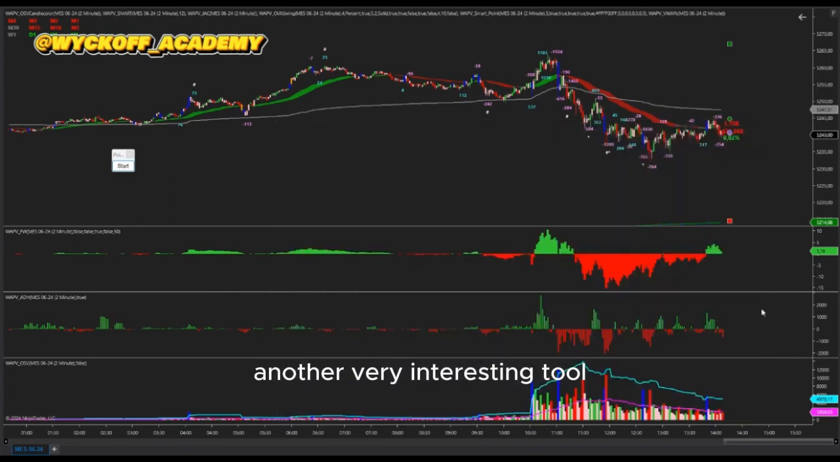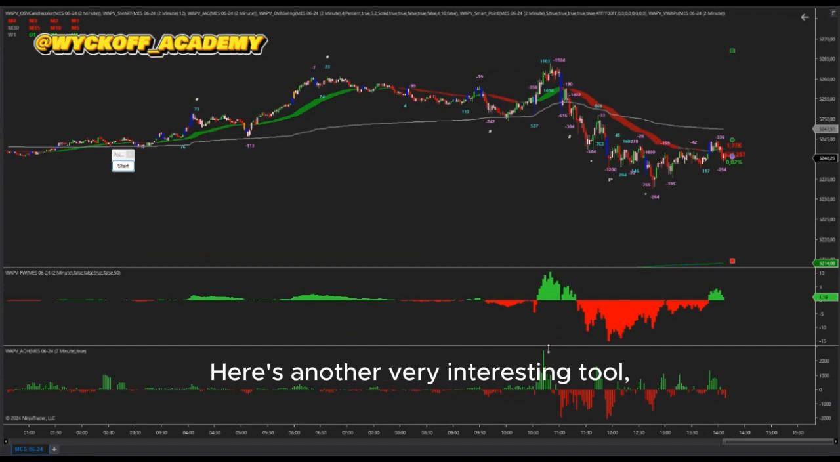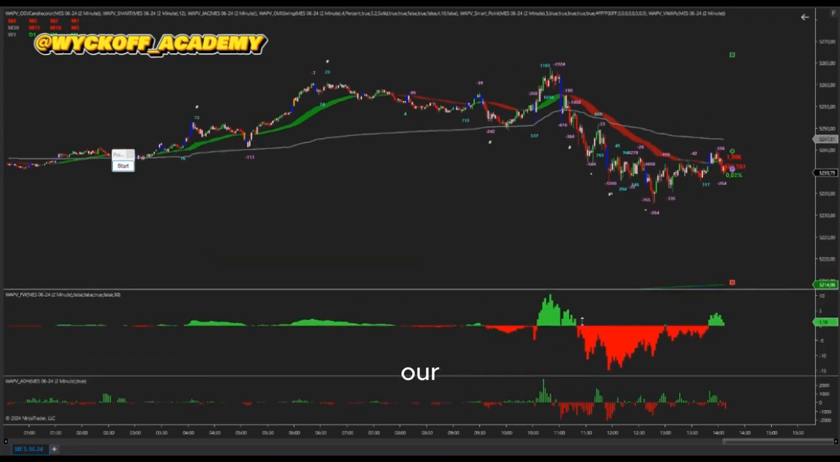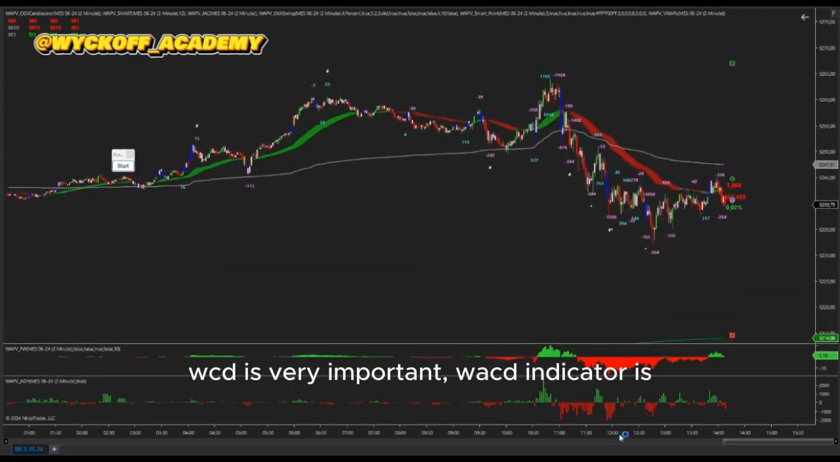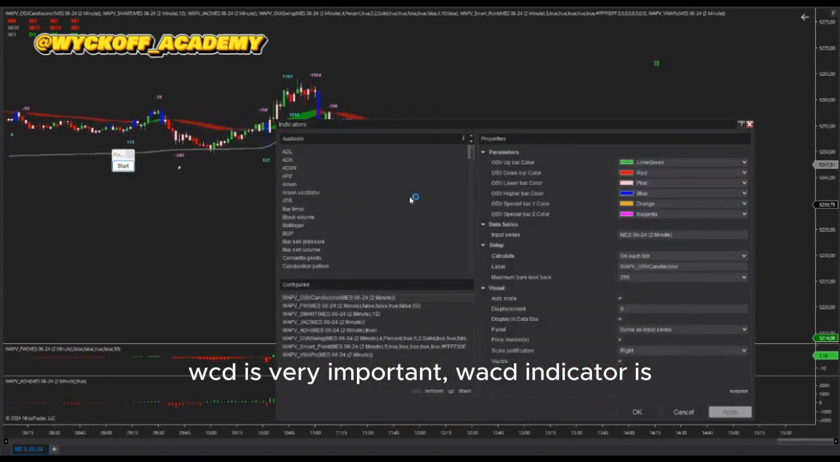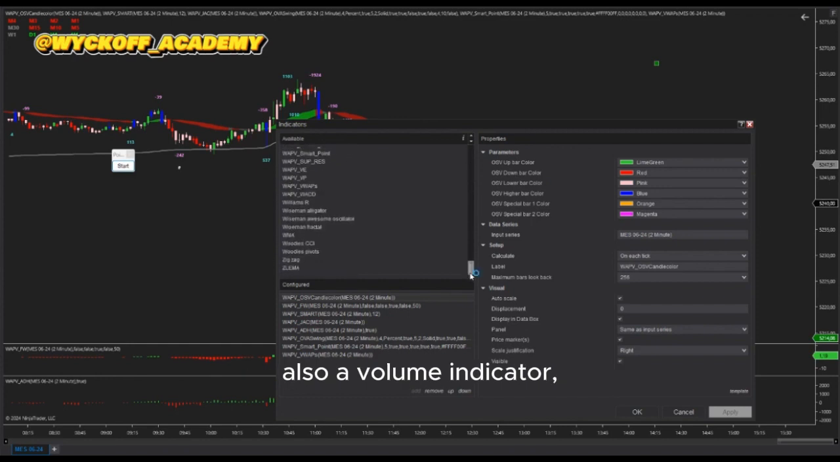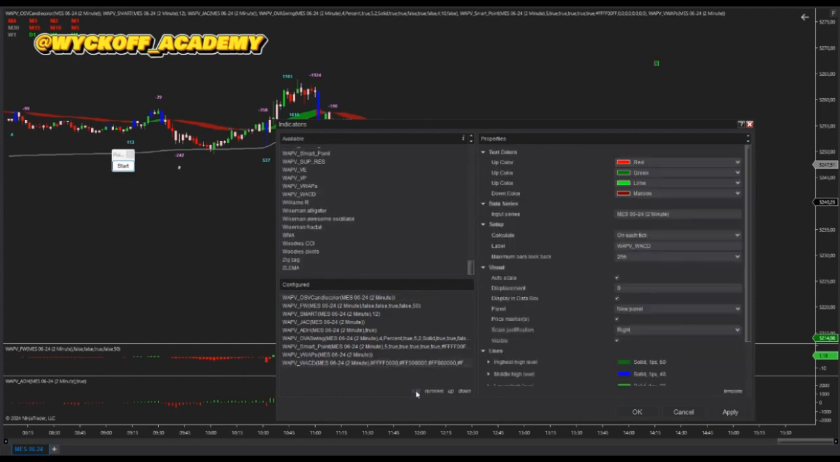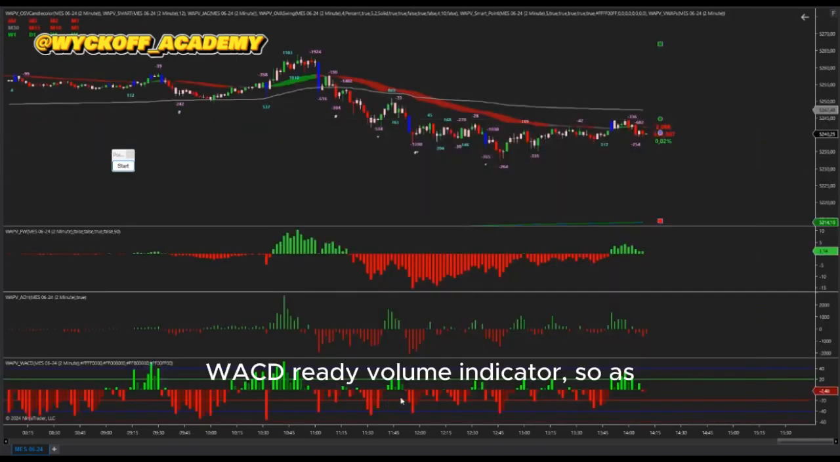Another very interesting tool. Here's another very interesting tool. R W is very important. The WACT indicator is also a volume indicator. WACD ready volume indicator.